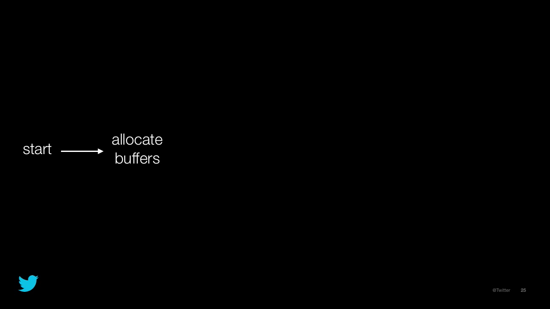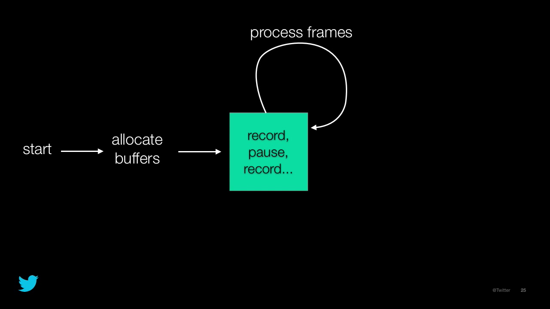Okay, so to paint the picture of everything going on here, when we start the video recorder, we allocate buffers and we use a heuristic to determine how many buffers to allocate. And then you're recording, you're pausing, you're recording. Each time we see any video or audio coming in, we're trying to process it as fast as possible. And then we launch you into the preview. So that's when you get to see the Vine that you actually created, determine whether or not you want to post it. And then finally you post it.